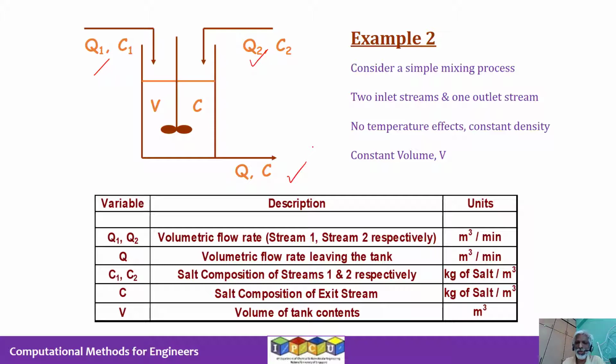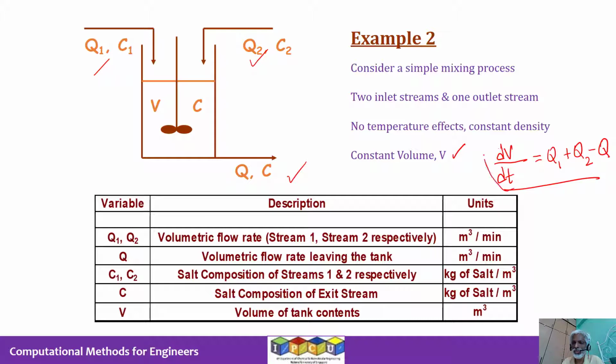And we are going to operate the system at constant volume, right? The constant volume V is assumed here. This assumption need not be there. We can always have variable volume, and we can always write an equation for the volume as dV by dt is equal to Q1 plus Q2 minus Q, right? So this is the equation we can write based on what we have learned in example 1.